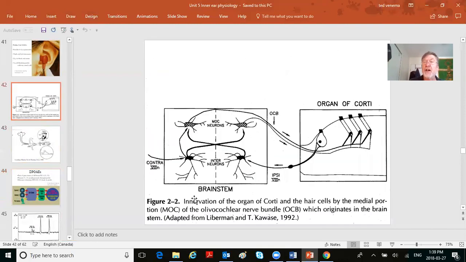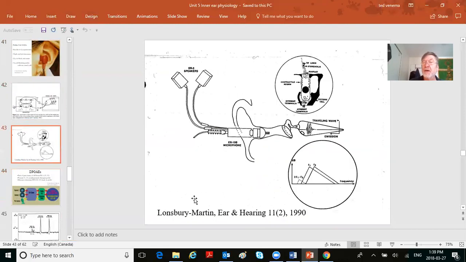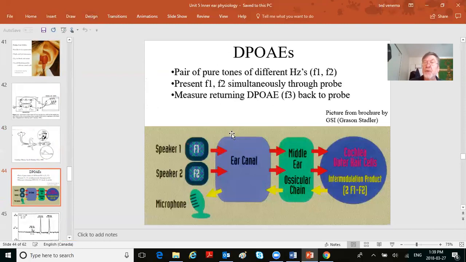Speaker 1 and speaker 2 and a mic. So the probe that you're seeing here has 3 holes in it: one for a speaker, one for another speaker, and another one for a microphone. So one frequency is coming out of this speaker, one's coming out of this speaker. Look at the red arrows going through the ear canal, through the middle ear, activating a cochlea, I should say, because sound waves don't enter a cochlea. And then a third sound now coming out. That's your otoacoustic emission being picked up by the mic.